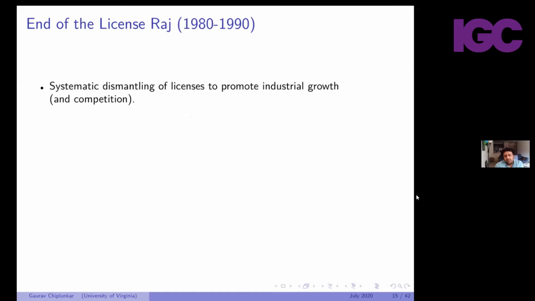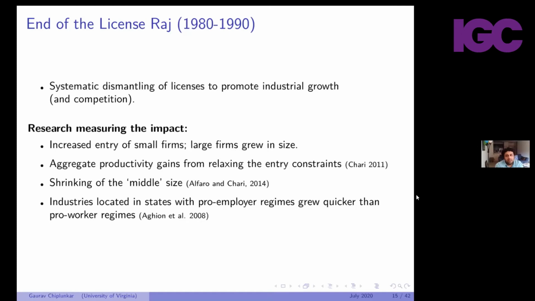Of course, the problem is that if you try to control everything from the state, it gets burdensome after some point. So it's not surprising that in the 1980s people really started feeling the burden of these licenses and permits. The 80s saw a phase towards trying to de-license some of these constraints. There has been lots of research into understanding this, and you have the obvious suspects: de-licensing is good for increasing entry of small firms, encouraging large firms to grow, productivity gains, and so on. States with more pro-employer regimes grew quicker than pro-worker regimes. That effect was not surprising.